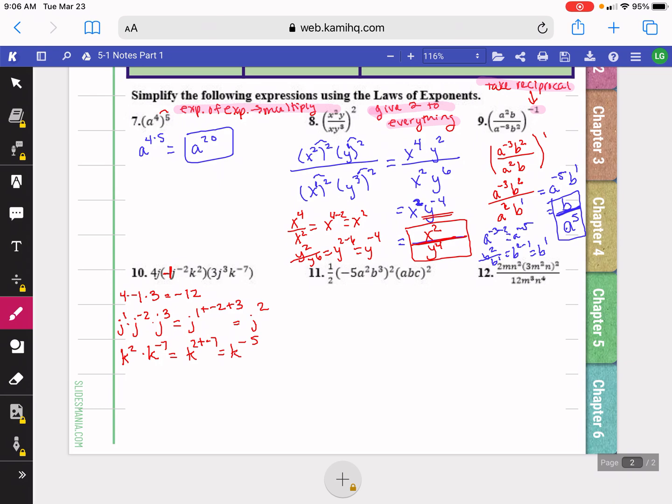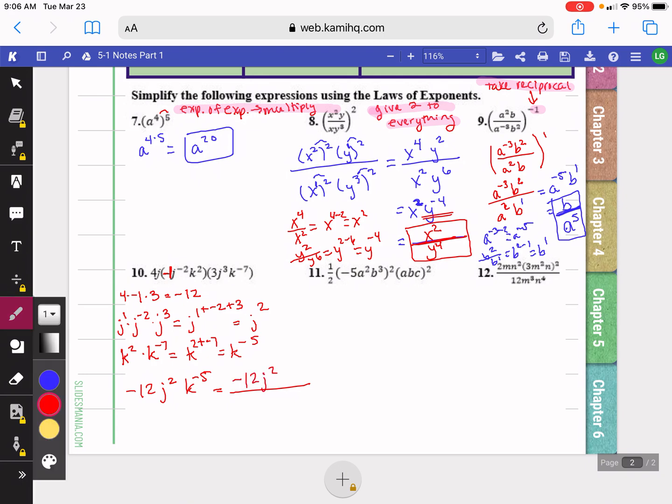So now if we put all this together, we have -12, j squared, k to the -5. And then remember, we don't want negative exponents. So I'm going to write my answer as a fraction. Now, it's okay to have a negative number. So the -12 is going to stay -12 there on top. The only thing you move to the bottom is something with a negative exponent. So -12 and j squared stay on top. We're going to move the k to the -5 to the bottom to make that 5 become positive.